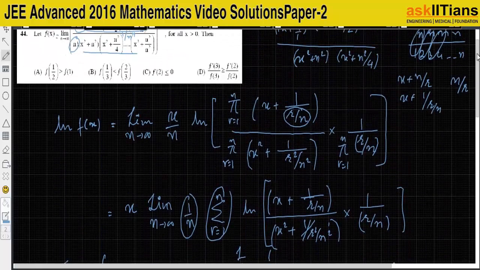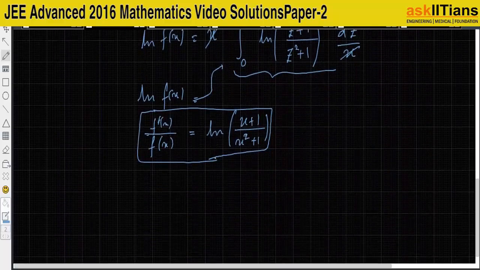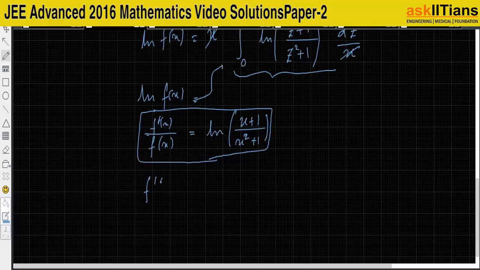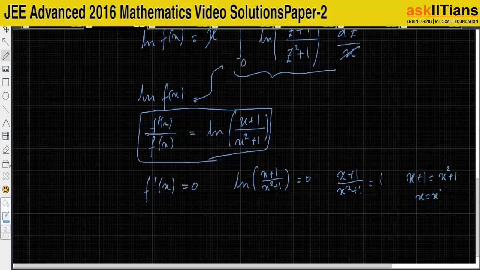Right, options are f(1/2) is greater than f(1), f(1/3) is... now see here, f'(x) is 0 at which point? f'(x) is equal to 0 when this quantity is equal to 0. So ln of (x+1)/(x^2+1) is equal to 0, because f(x) will not be 0, right? So this quantity will be 0 when (x+1)/(x^2+1) will be e^0, which is 1. That means x+1 equal to x^2+1. That means x equal to x^2. That means x equal to 0 and x equal to 1.